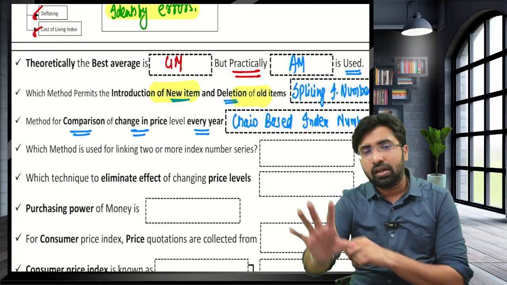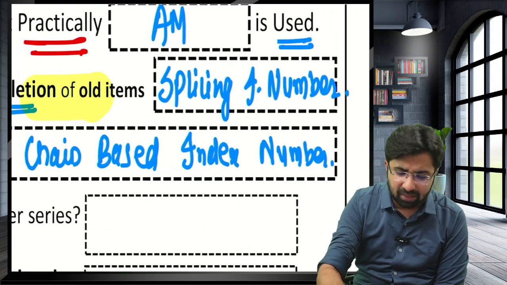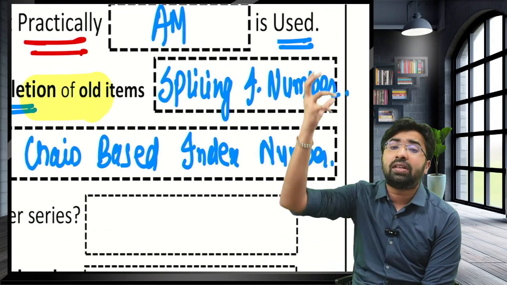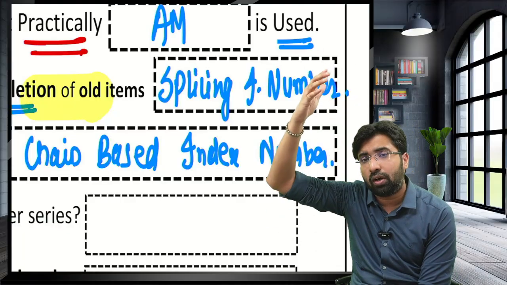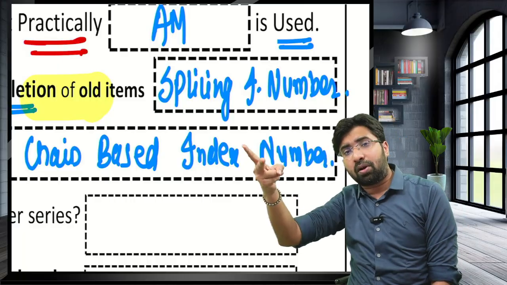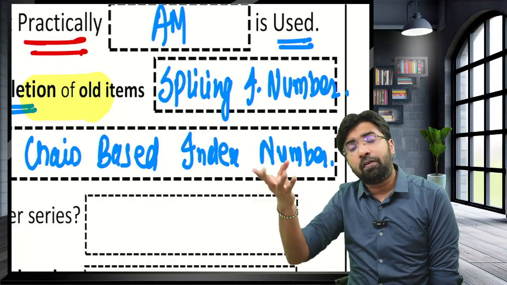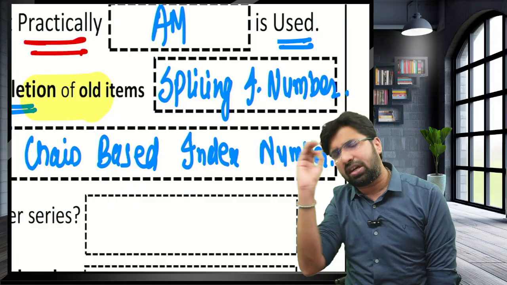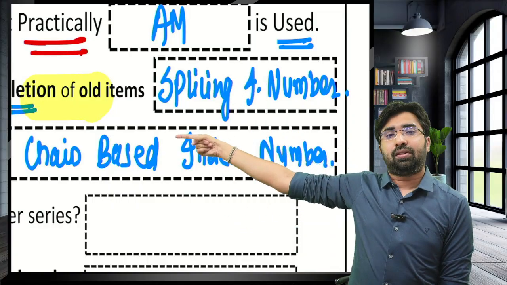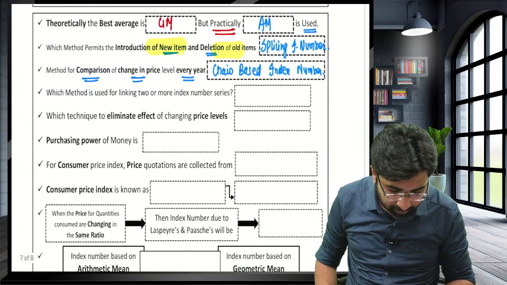Here you will get an ambiguity. Someone will say that base shifting is best. Splicing and base shifting both can be used. But base shifting does not reveal the entire history of the index number. In splicing, we maintain the old index number, the new index number, and we form one third series also. But in base shifting, we don't maintain the old index number; we just have the new index number. So yes, both can be used, but splicing is best when new items are added or deleted. Is this point clear?